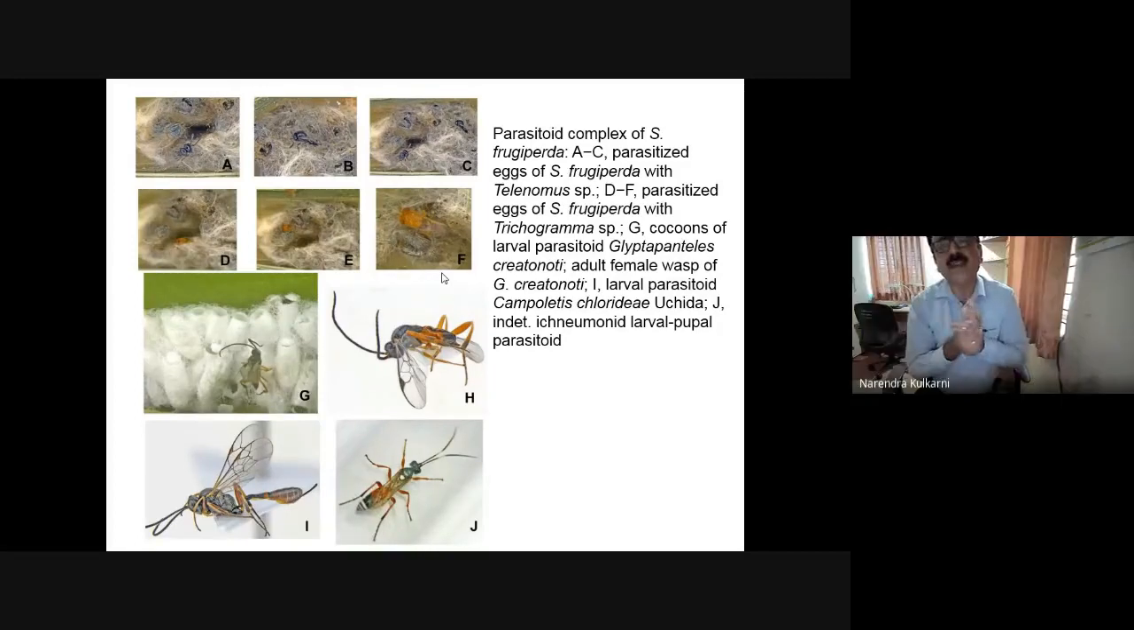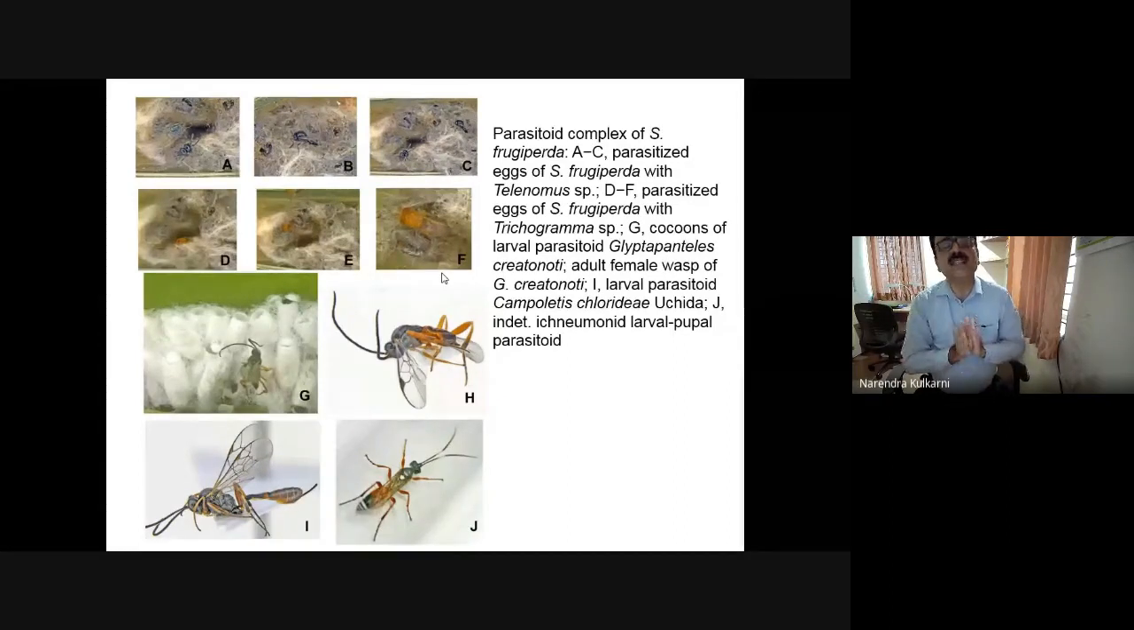Plenty of parasitoids are reported on this insect. And fortunately, we have those parasitoids in our country. It may be Trichogramma parasites, Glyptapanteles creatonoti, and we have Campoletis chlorideae. Campoletis chlorideae is a very popular parasitoid in our area, especially in Karnataka also. It's the number one parasitoid. And earlier it was very useful in Heliothis management. So now these parasitoids are helping in managing this insect.